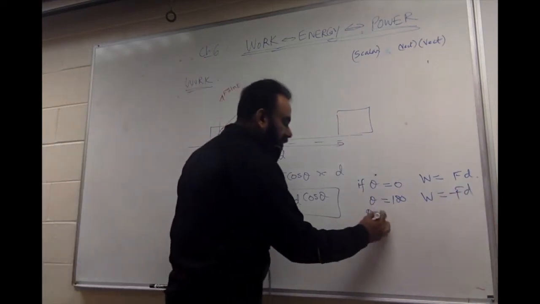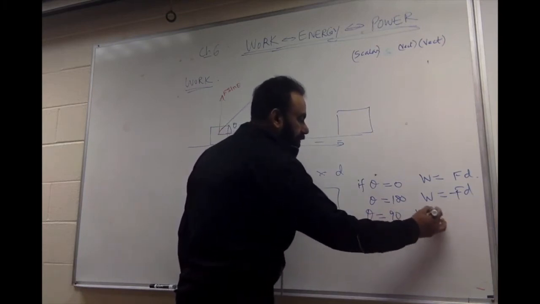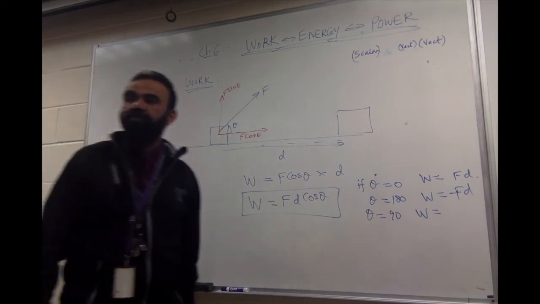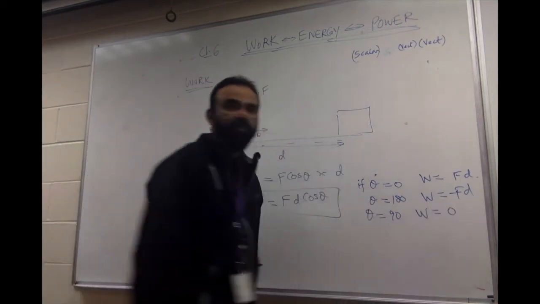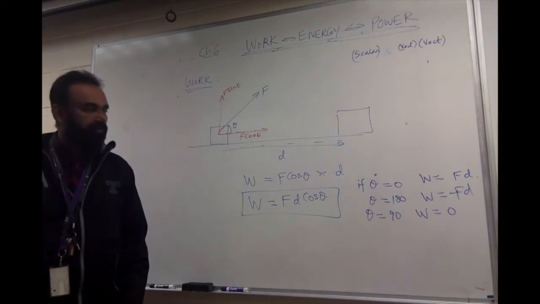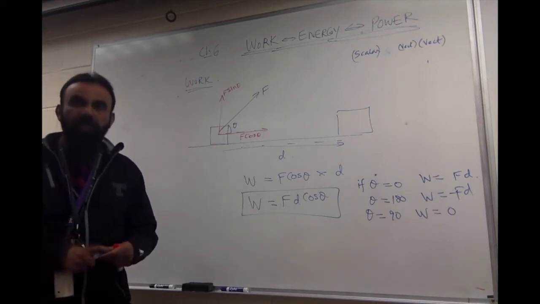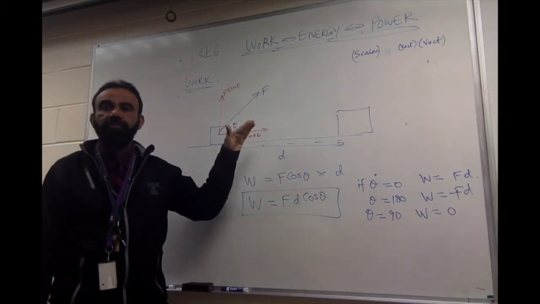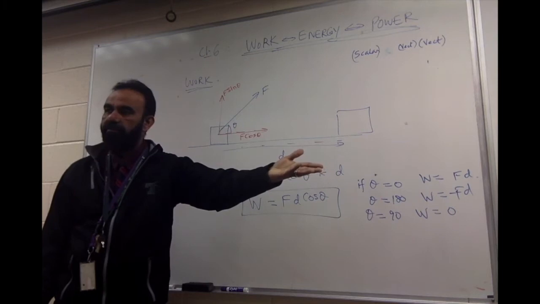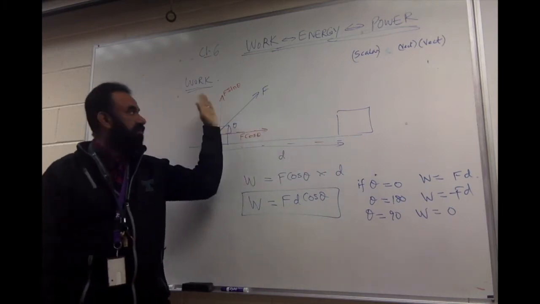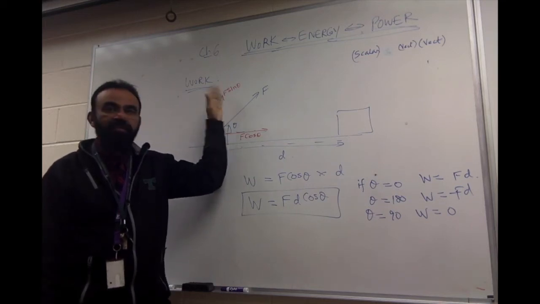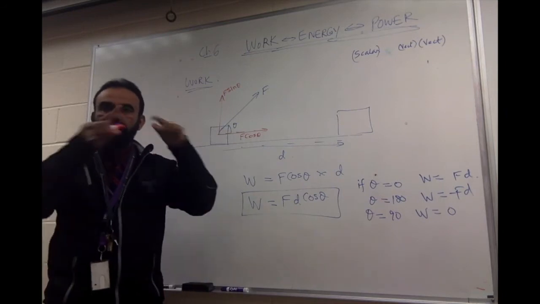And what if theta is 90? Cosine 90 is 0. And so the work done is 0. In short, if the angle theta is acute angle, then it's a positive work done. If the angle theta is obtuse, which is more than 90 degrees, you're doing negative work. You get it? If it is the right angle, then no work. Any questions on work done?